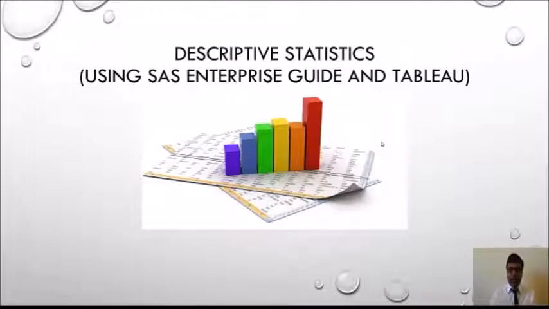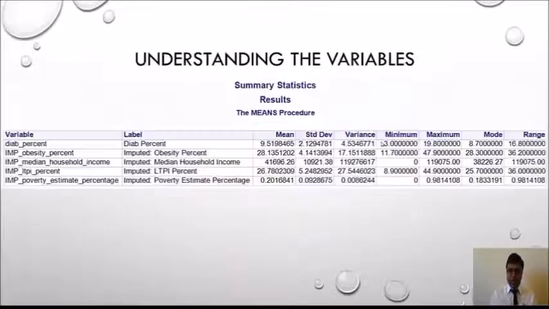Now, coming to descriptive statistics, we used SAS Enterprise Guide as well as Tableau to understand the data much more clearly and in a layman's picture. When we see the mean, the average percentage of people affected with diabetes in each county across the United States is 9.5%, which is a pretty high number for a country like the United States.